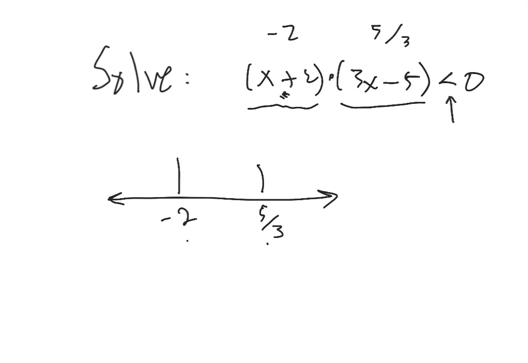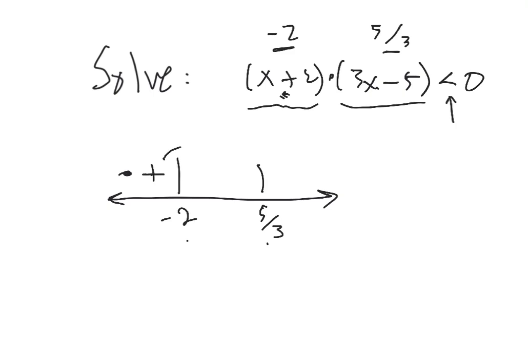Now if we pick an x value over here less than -2, notice both of these factors are going to be negative. This one doesn't get positive until -2. This one doesn't get positive until 5/3. So both are negative. When I multiply two negatives, I get a plus. So we're going to get a plus in that region right there.